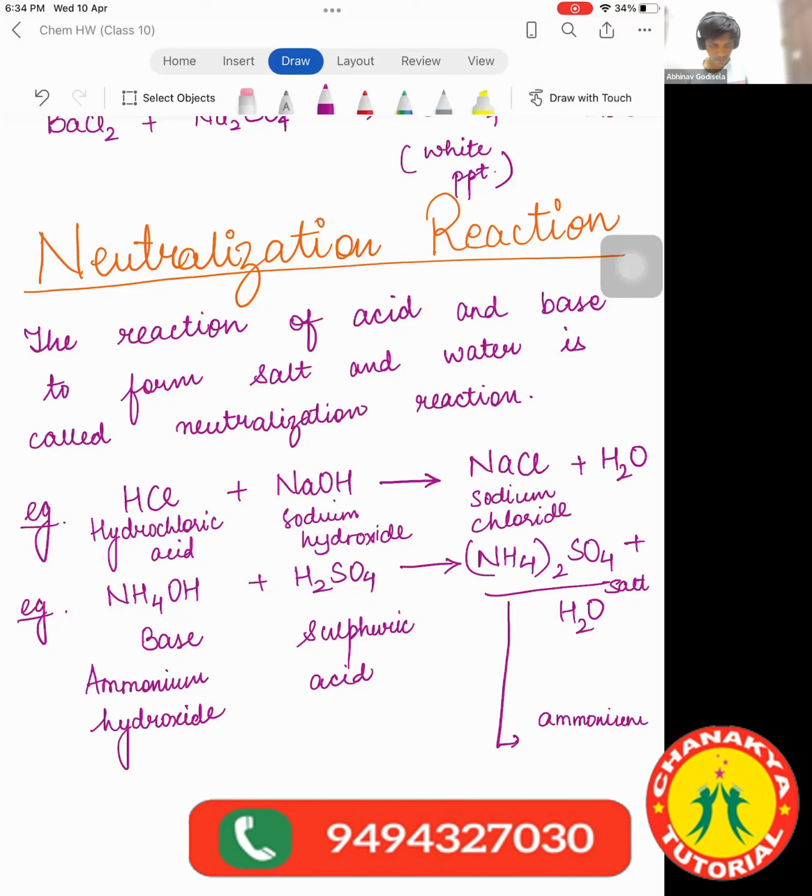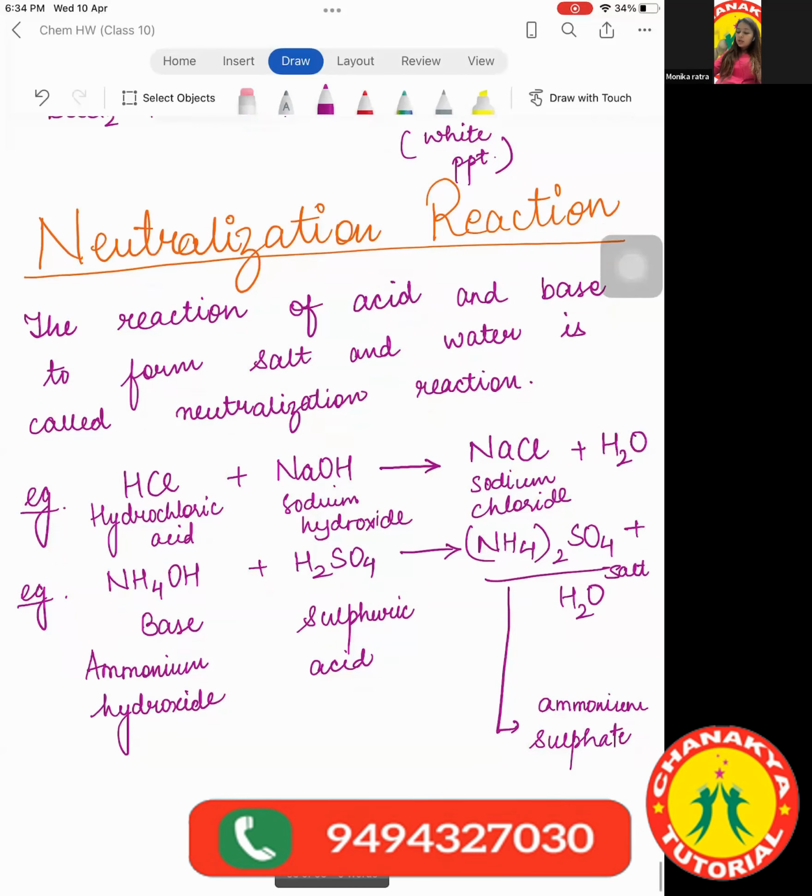Ma'am, vinegar and baking soda is also an example of neutralization, right? Yes, because vinegar is acid and baking soda is a base. Any acid, any base reacting with each other, they lead to the formation of salt and water, and this reaction is neutralization reaction. Why is it neutralization reaction? Because the salt which is formed is neutral in nature. It is neither acidic nor basic in nature. Clear, children?